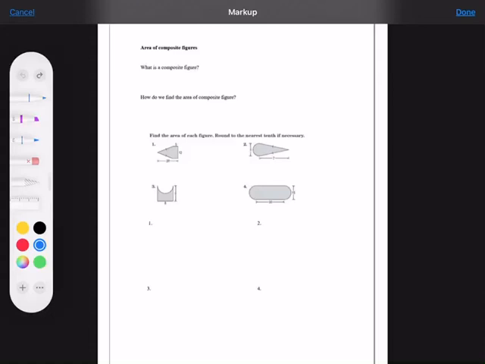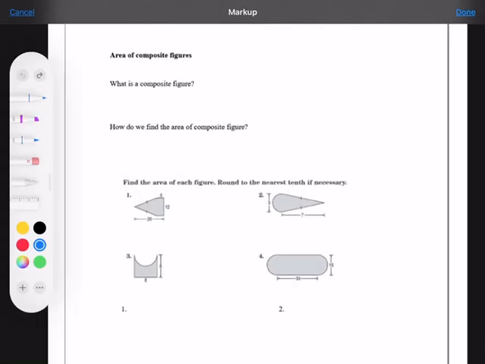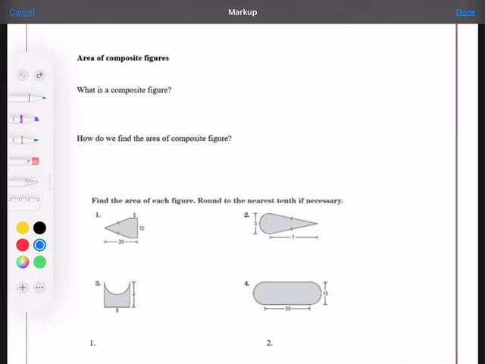Alright guys, so today I'm going to be going over composite figures and how to find the area of a composite figure. So first of all, we have to know what a composite figure is. A composite figure is a figure made up of two or more shapes. So how do we find the area of a composite figure?